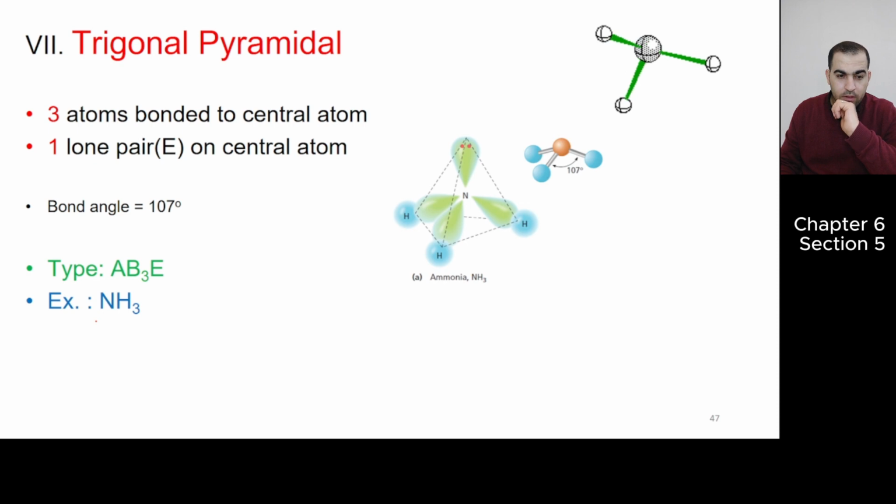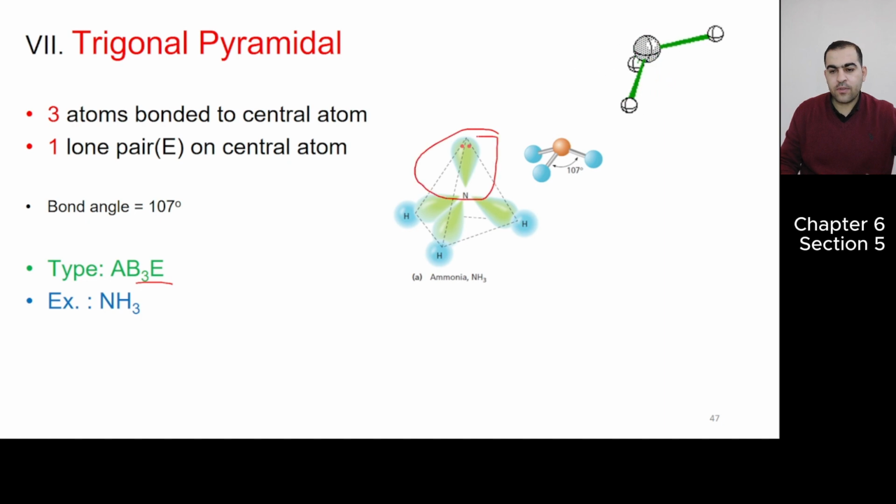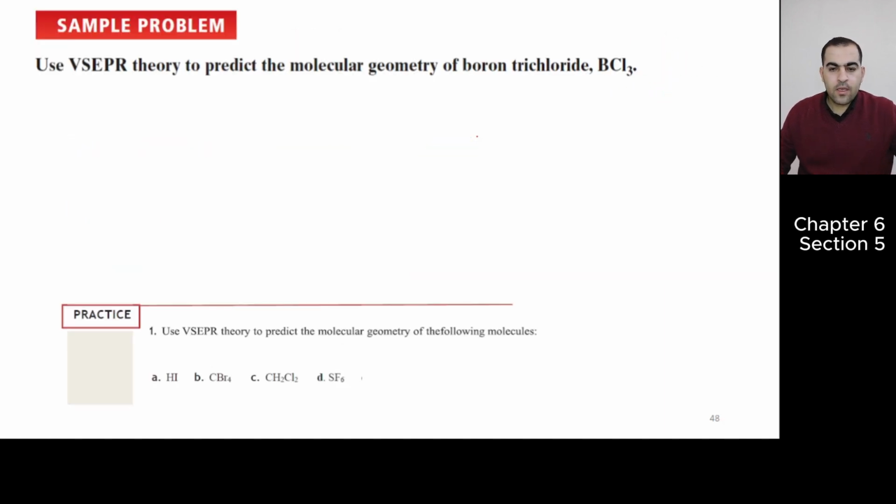Trigonal pyramidal. Three atoms bond to the central atom. The central atom has a lone pair. Okay, here like NH3, it has a lone pair. Guys, boron trichloride. What's the molecular geometry? How many atoms bond to the central atom? First of all, we draw the Lewis structure. This is like that, isn't it?